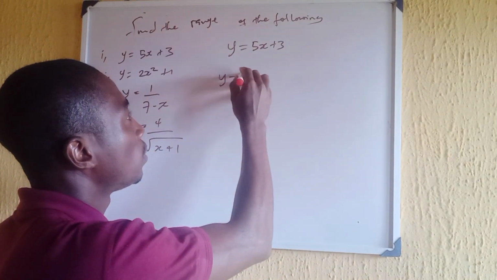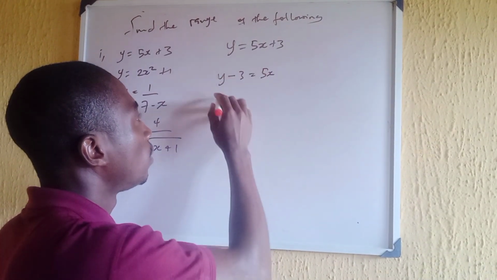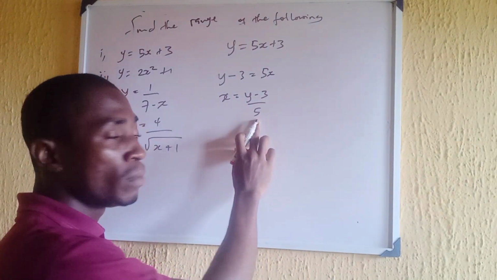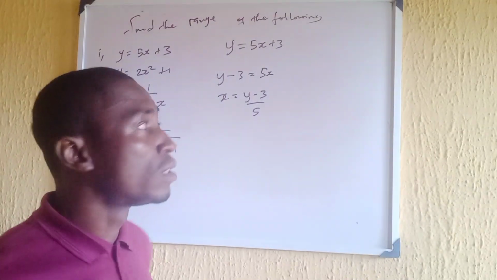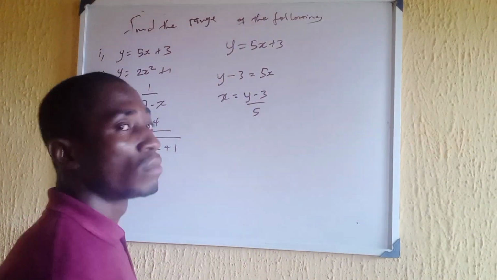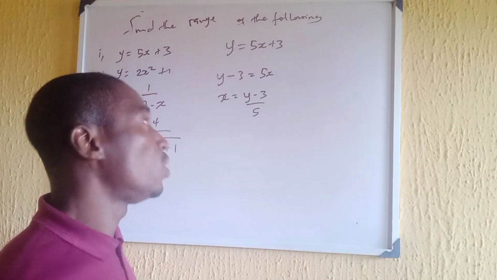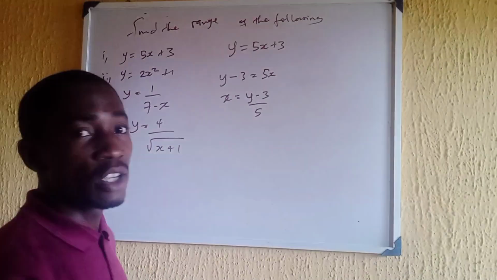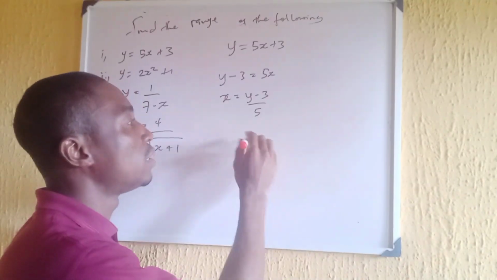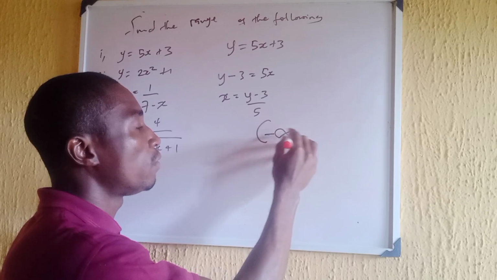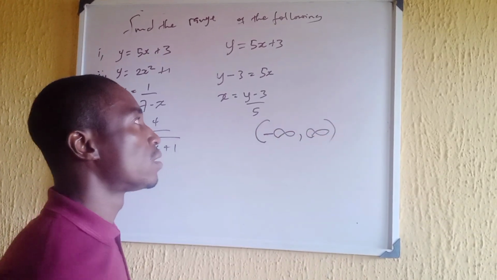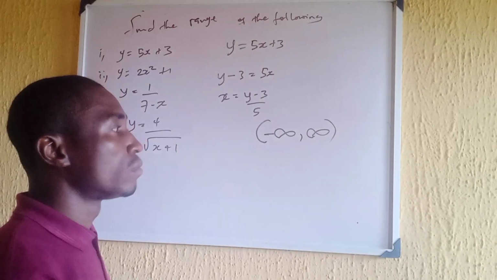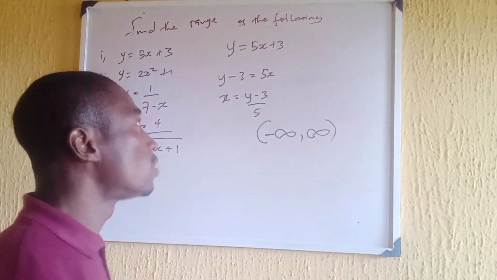We have y minus 3 equal to 5x. x is equal to (y minus 3) over 5. Since the denominator is not 0, it's a constant, it means that all the values you put in here will give you an output. So there is no excluded value. In that case, the range is negative infinity, comma, infinity. So y can take any value. That's what it means, which you can express using inequality.